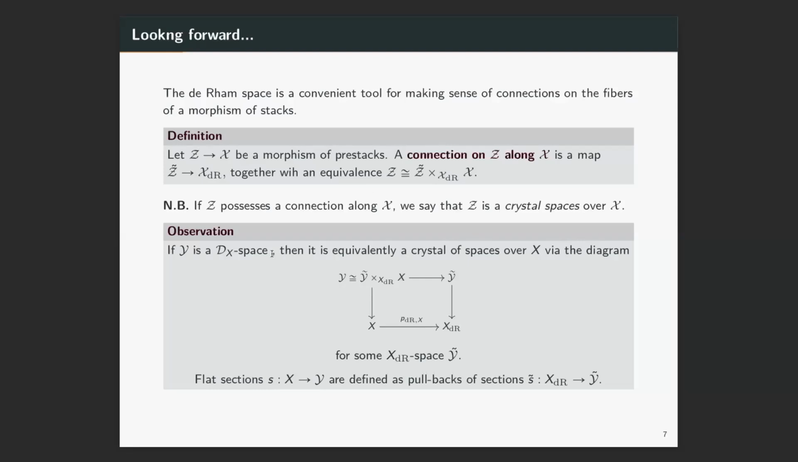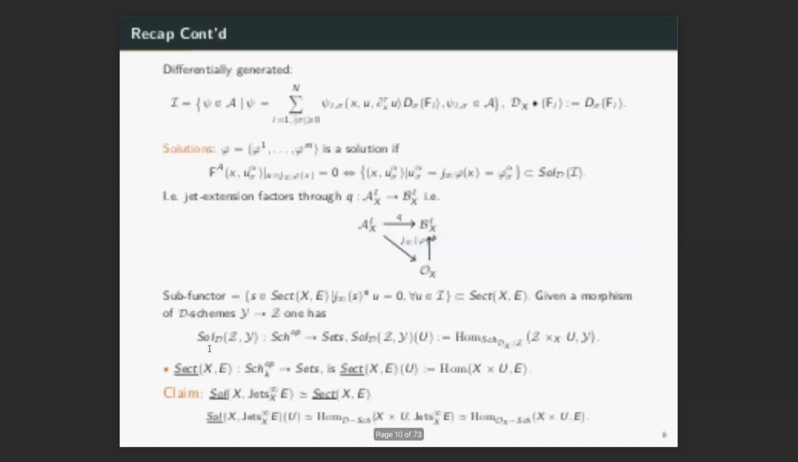So now the observation is if we have a D space, so originally we have some guy that has already a connection living on it, this can be equivalently recast as a crystal of spaces via a certain diagram. And really, this can be used to detect sections of the original space and what it means for them to be flat or solutions to something. And this means that they are essentially coming from their definition over the de Rham space. And we'll see this in more detail later.